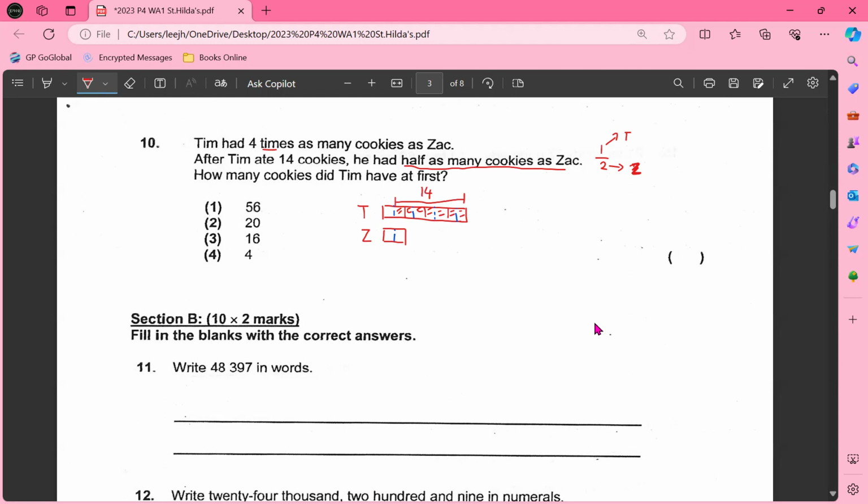So how many units are there? 1, 2, 3, 4, 5, 6, 7. 7 units is 14. To look for 1 unit, 14 divided by 7, 1 unit is 2. But the question asked how many cookies Tim had at first. If you look at Tim, Tim's units are now actually 8 units because we cut everything into half. So 1, 2, 3, 4, 5, 6, 7, 8. So you're looking at the value of 8 units, 8 times 2. Your answer is 16, which is number 3. So when you draw the model, you can actually see. Please draw your model.